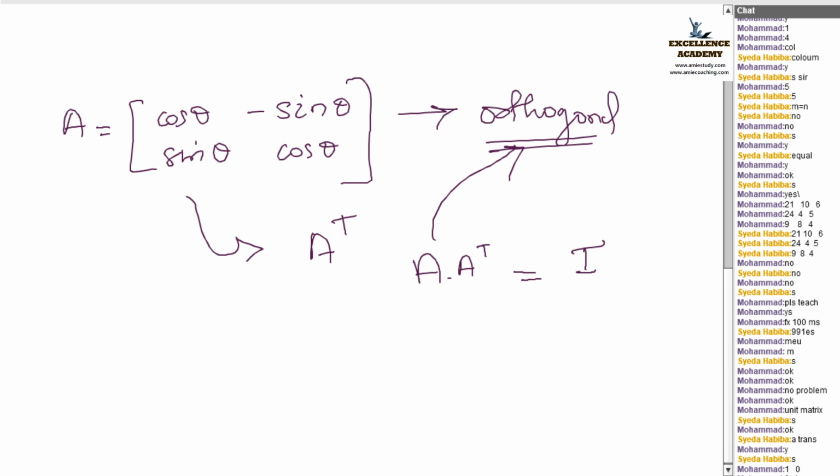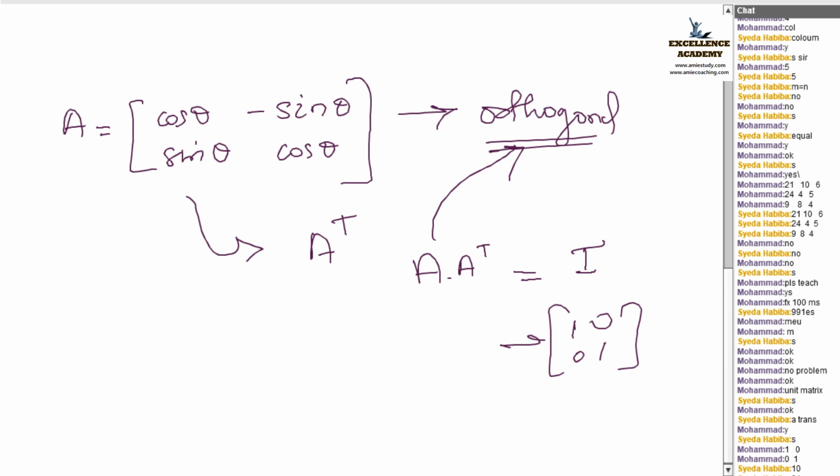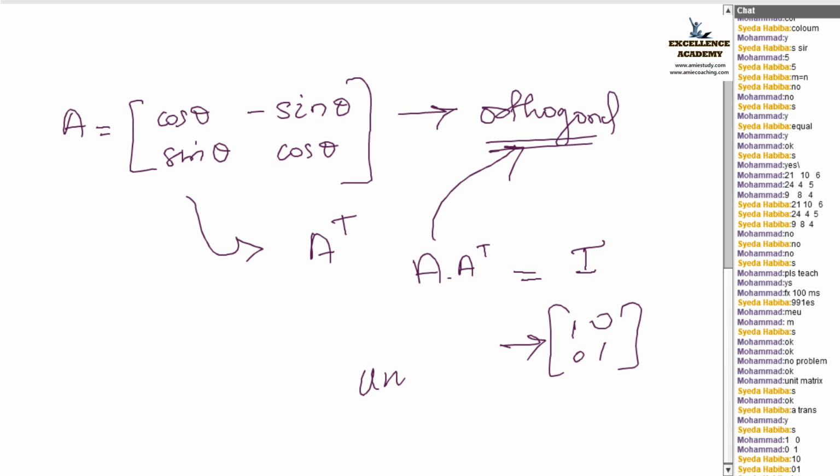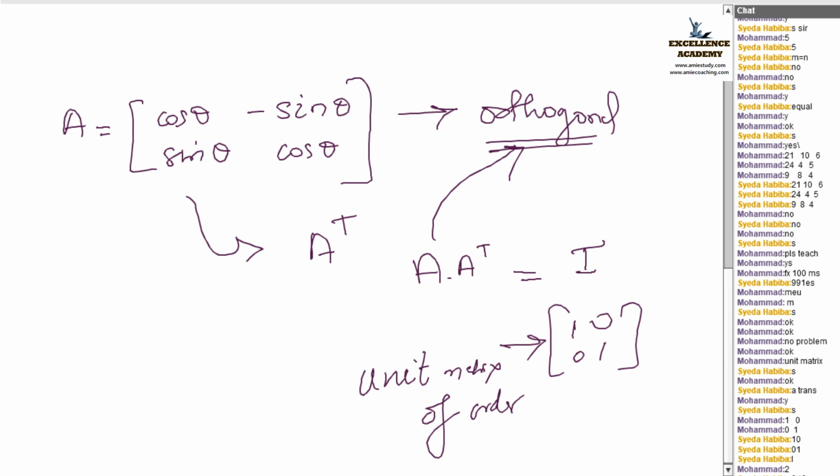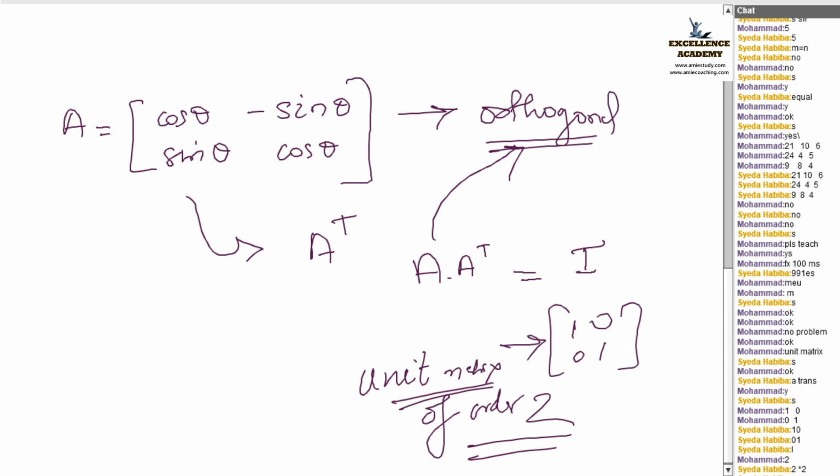Yes, 1 0 0 1. Mohammed is getting 1 0 0 1. That means this is a unit matrix. What about the order? Of order 2. Unit matrix of order 2. Right.